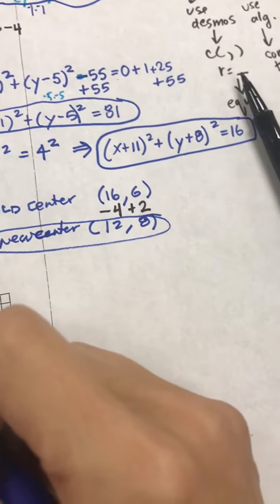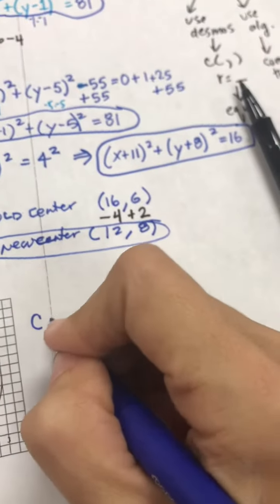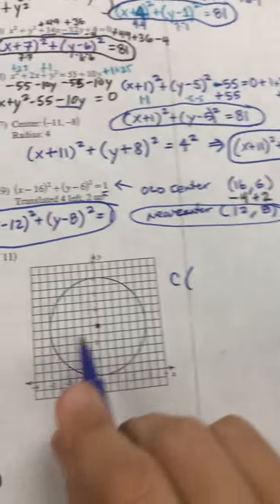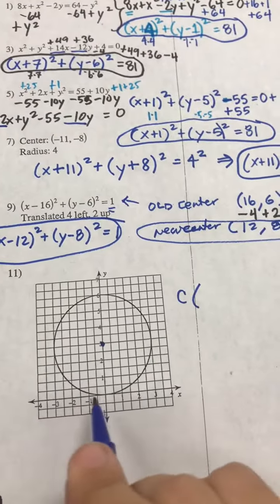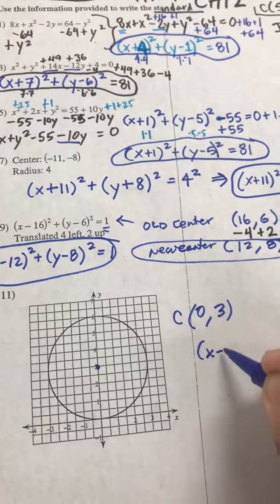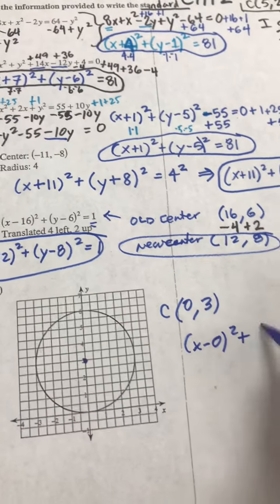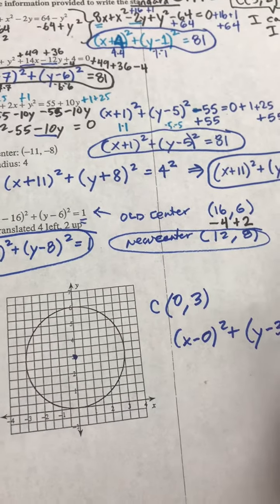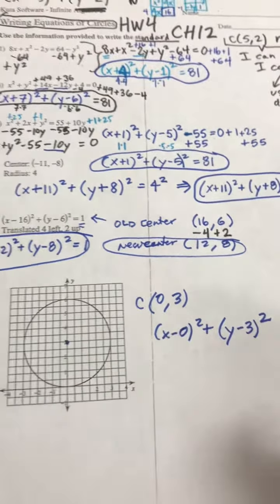Welcome back. Now we got one that's been graphed. So it looks like the center there is at 3, but the coordinate of that point is at 0. I didn't move left and right, and the number is 3. So we can write this as x minus 0 squared, y minus 3 squared, and we're looking good there.